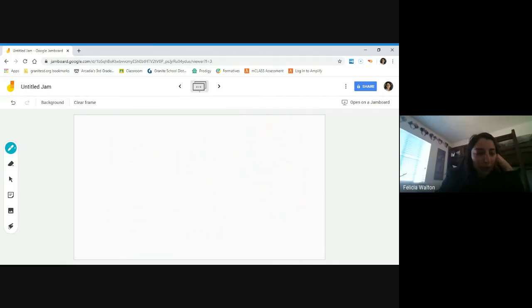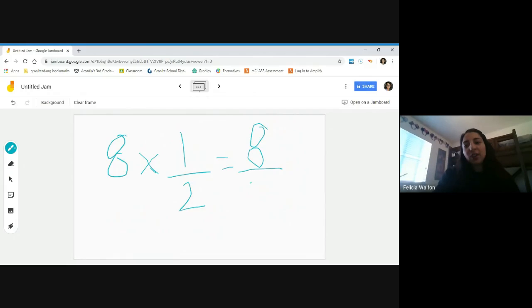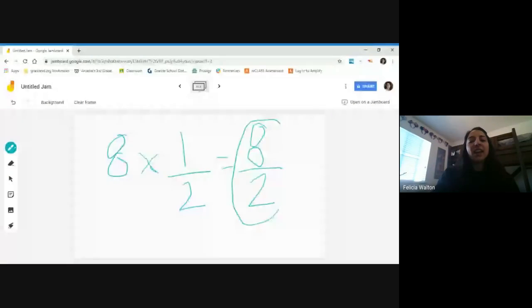So let's do 8 times 1/2. Once again, you just multiply your whole number and your numerator, 8 times 1, which is 8, and then you write your denominator, which gets you 8/2. You can take the extra step and divide that and get 4 as your answer as well.